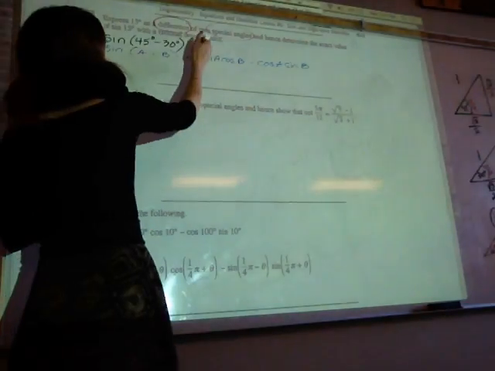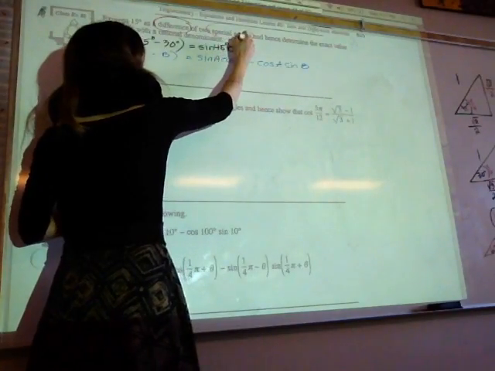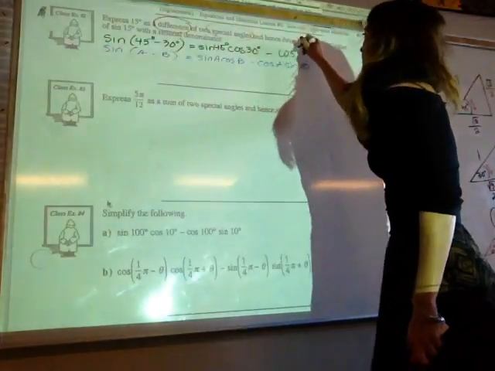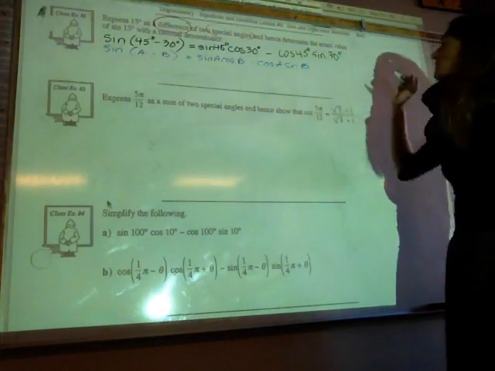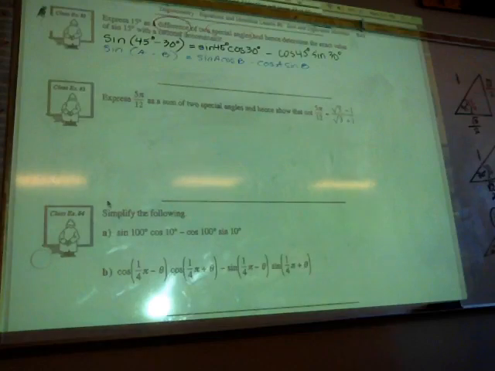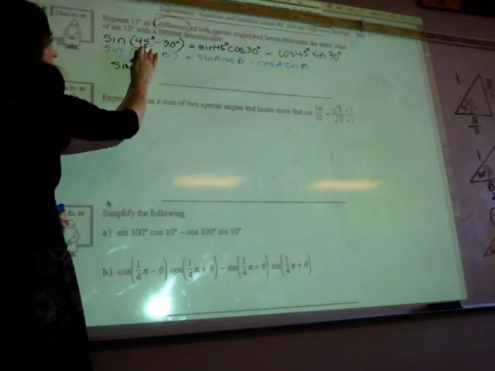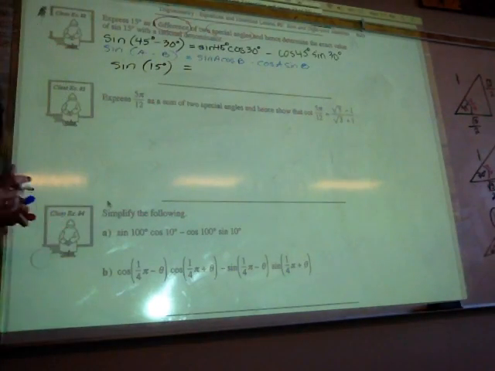Okay, so sine 45 minus 30 equals sine 45 degrees cosine 30 degrees minus cosine 45 degrees times sine 30 degrees. And again, we can use the special triangles to get the exact values and then hence find the result of sine 15. Okay, 45 minus 30 is 15 degrees. And now let's just look at our special triangles.